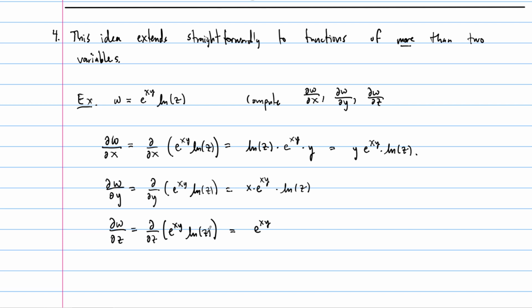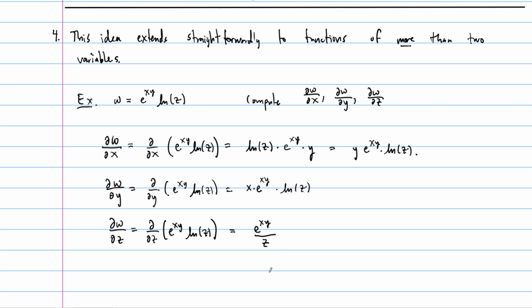And the derivative of log of z is 1 over z, right? And so there we go. That's the derivative of w with respect to z. It's e to the xy over z, or 1 over z times e to the xy. So that's how that works.